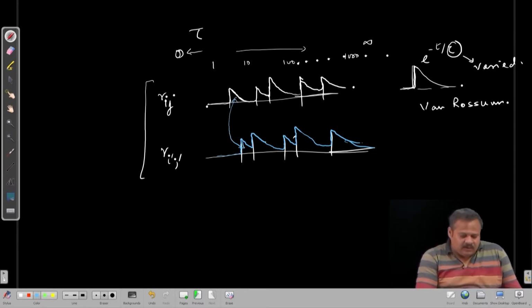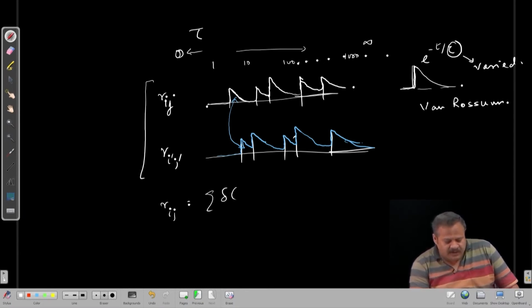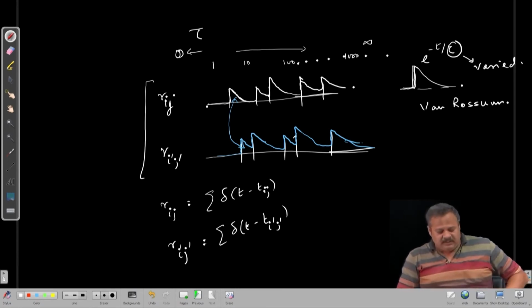So after the convolution, let us say Rij is a spike train which is a summation of delta functions, delta of t minus Tij, and Ri prime j prime is another sum of delta functions, delta of t minus Ti prime j prime, saying that those are the spike times.